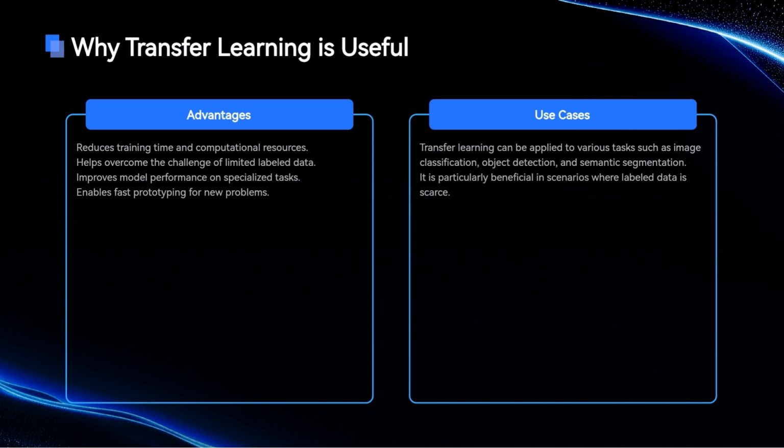Model performance. When a model is pre-trained on a large, diverse dataset like ImageNet, it learns features that are highly generalizable to other vision tasks, thus improving performance on new, specialized tasks. Fast prototyping. Transfer learning allows researchers and practitioners to quickly test models on new problems. By fine-tuning a pre-trained model, they can focus on problem-specific aspects rather than starting from scratch.